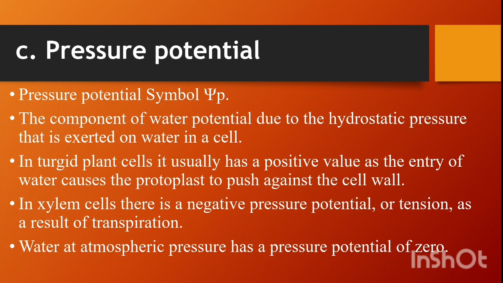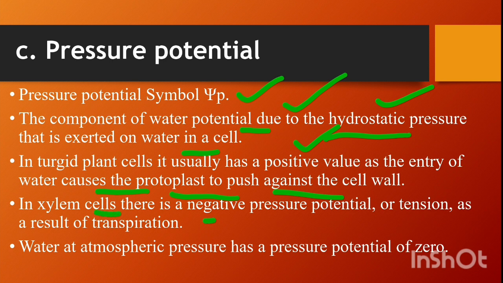Then what is pressure potential? It is denoted as psi p. Psi p is the component of water potential due to hydrostatic pressure that is exerted on the water in a cell. In a turgid plant cell, it always has a positive value. Pressure potential in a turgid cell means that when a plant cell has maximum water in it, it creates a pressure on the wall, as the entry of water causes the protoplast to push against the cell wall. So it will become turgid.